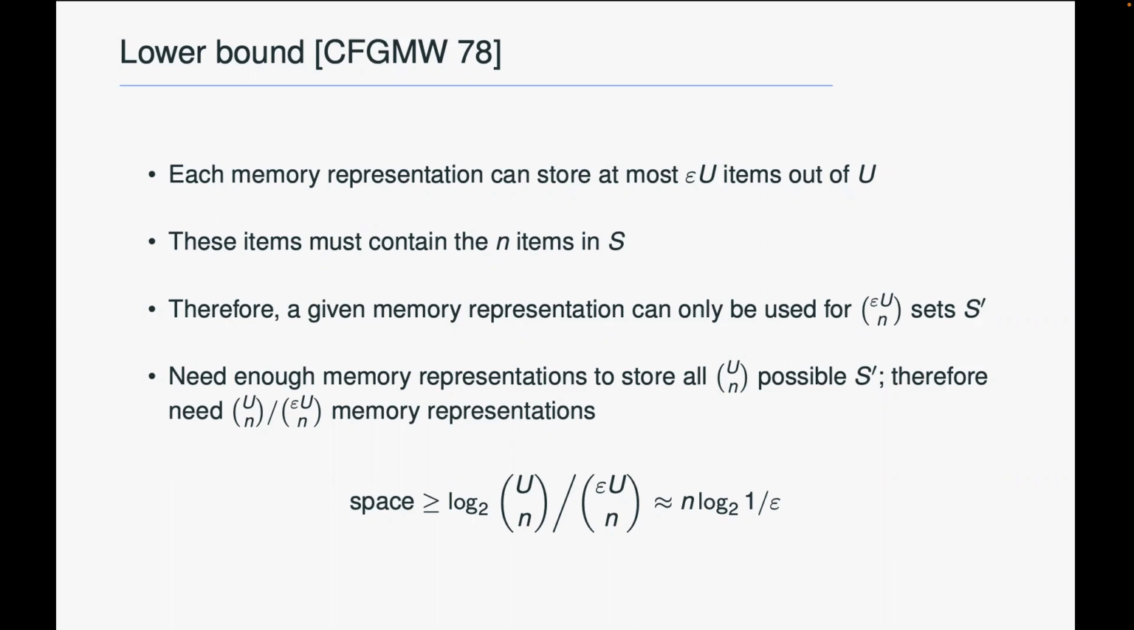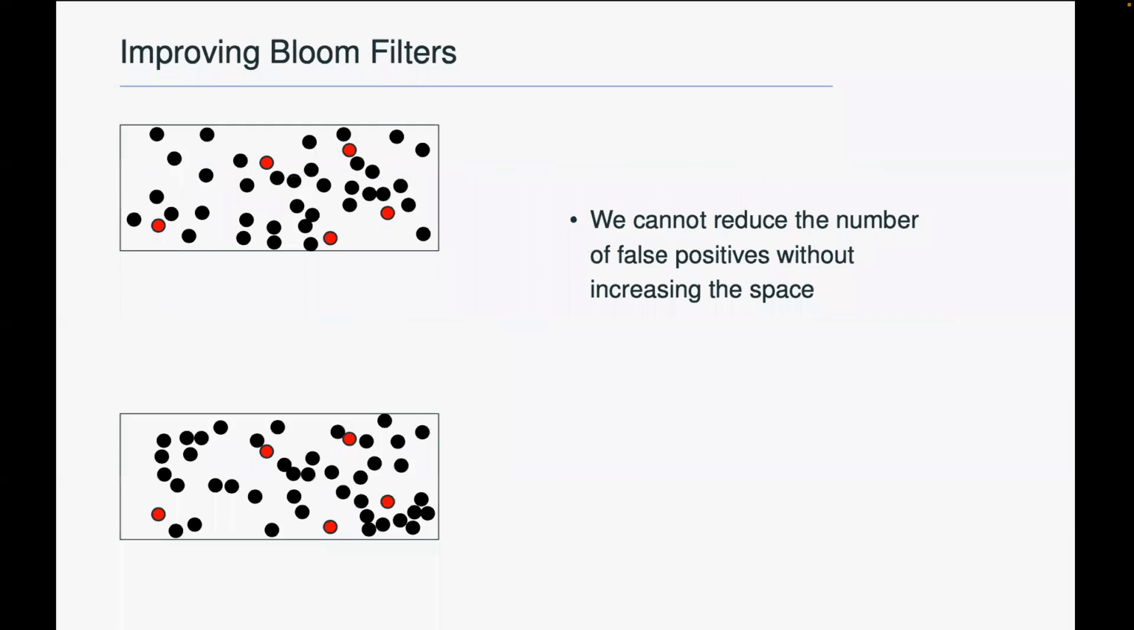Yeah, exactly. So if u is the size of my universe, then all sets are of my possible elements I could have in my filter. I need to choose the n things that actually are in my filter. So my space is at least log base 2 of this term. Any normal things you can do to handle binomials will get you that this is very close to n log base 2 of 1 over epsilon space. So I can't do better than this in terms of space. In particular, I can't reduce the number of false positives without increasing the space, which is too bad.